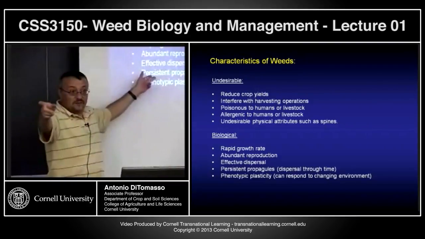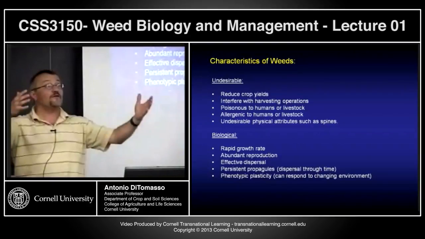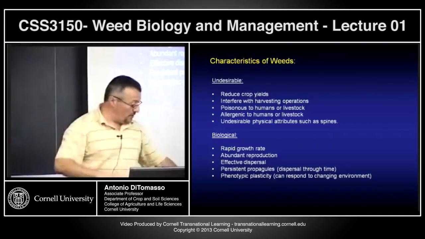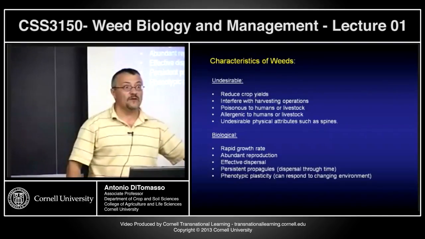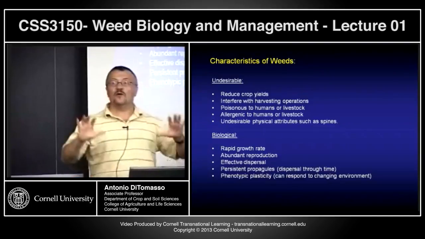Persistent propagules. Very important. Plasticity, generalists. They adapt. So here we have velvet leaf. You'll see it today. Velvet leaf, 12 feet high. And as I mentioned, in soybean, it'll be just above the canopy, 4 or 5 feet. It's not going to go to 12. It doesn't have to. So they're very plastic.